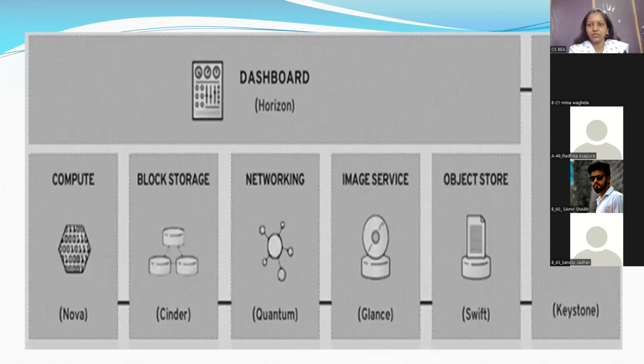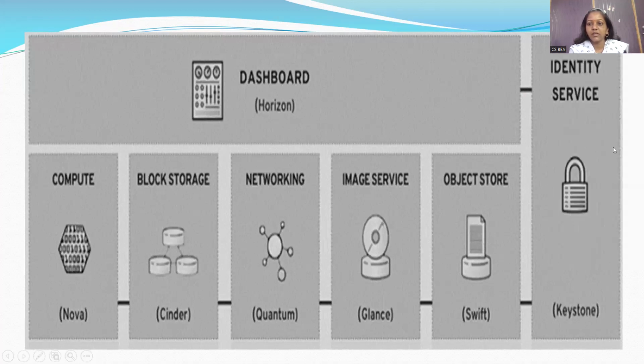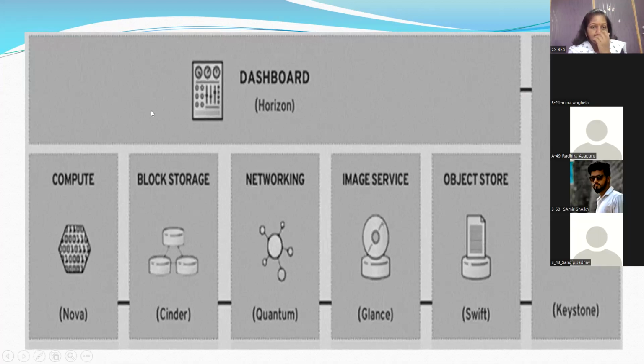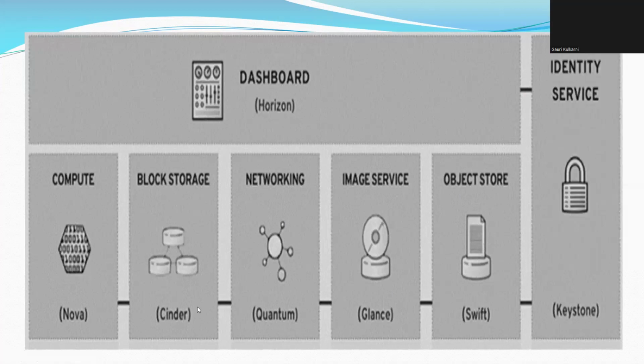The components, as shown in this particular figure, which I included in the slide afterwards: the dashboard, which is also called Horizon, then compute, which is also called Nova, storage, Cinder, networking, Quantum, image services, that is Glance, object store, that is Swift, and identity services, that is nothing but Keystone. That part we saw in detail last time.